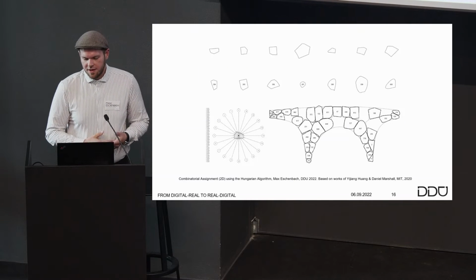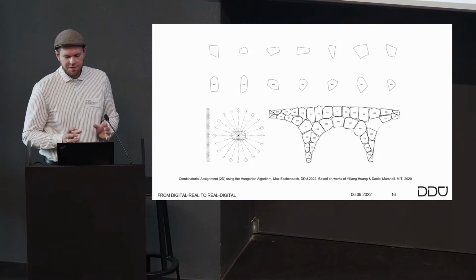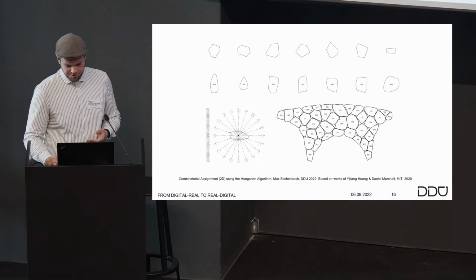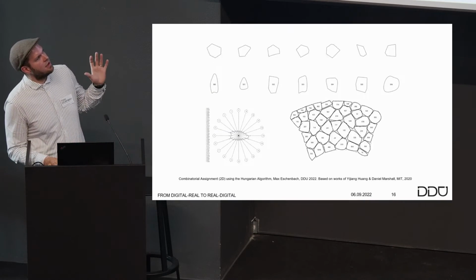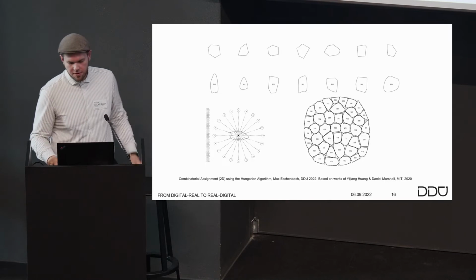Here we see an animation of the combinatorial assignment process, assigning very heterogeneous 2D shapes to defined tessellation cells. And this is done using what we call a shape descriptor, which you can see on the lower left hand side.